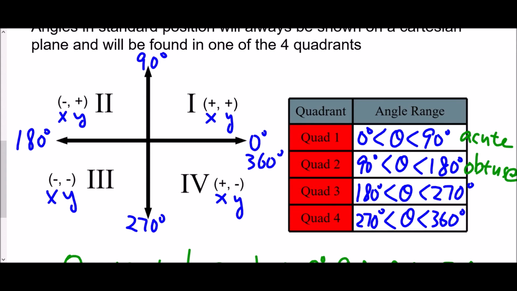And again, from junior high, you should have learned the term: any angle that is greater than 180 degrees, we call a reflex angle. Okay. Reflex.